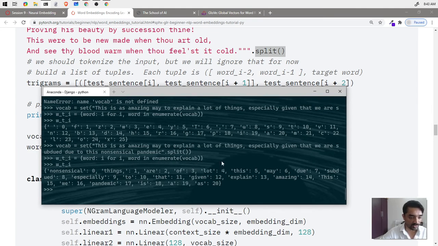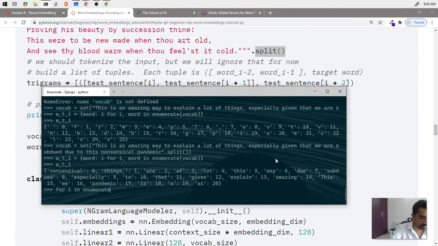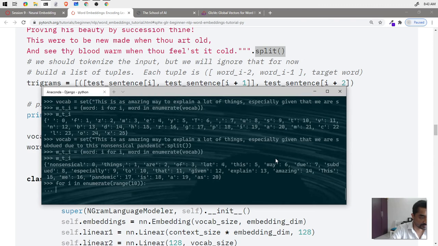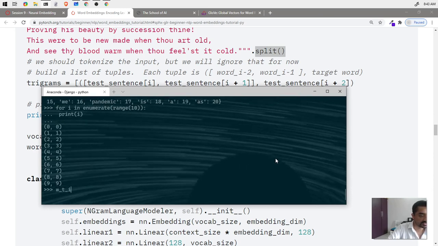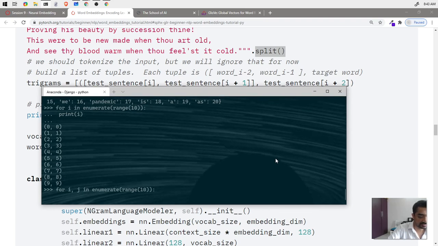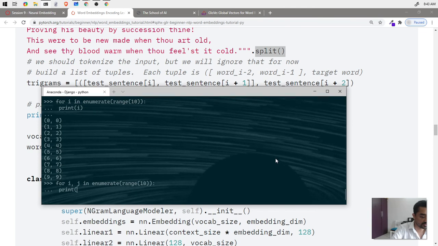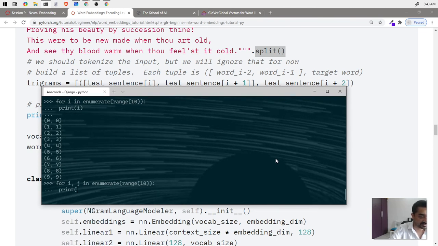Now enumerate, I hope you know what enumerate is. It's going to give you 1, 2 and 3. Right, so you're getting this 0, 0 also, which means it actually gives you a tuple out. So I can do i comma j, print i, which is the index, and j. Of course I'm going to get the same thing, but let me write this.